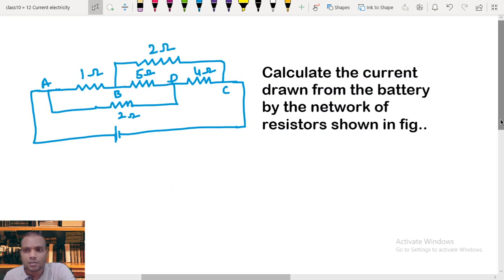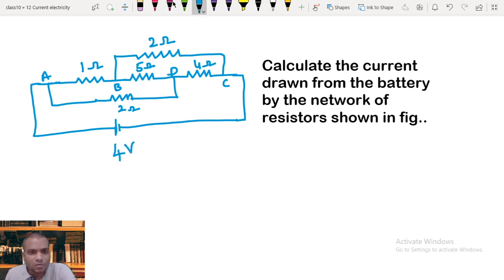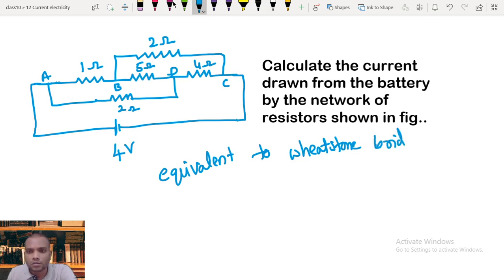Here is the problem. It contains 5 resistances, a big network. We need to calculate the current drawn from the battery by the network of resistors shown in the figure, that is, how much current is drawn from the battery of potential difference 4 volt. This circuit is also equivalent to the Wheatstone's bridge circuit.